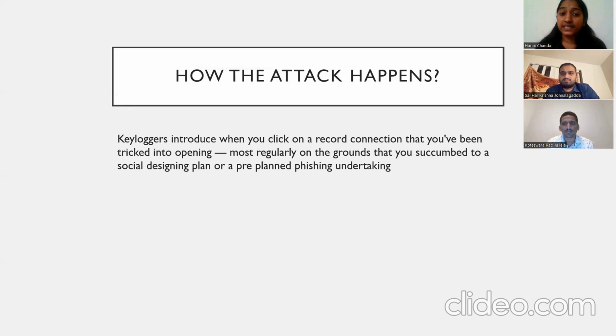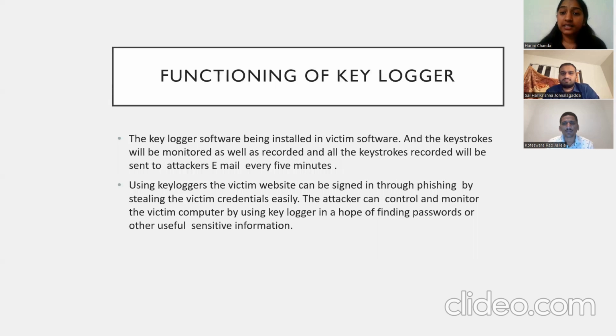Generally, how the attack happens is that the user is tricked into opening a link, which is like a pre-planned phishing undertaking. Here, the keylogger software is installed on the victim's machine, and it is monitored as well as recorded, and will be sent to the attacker's email every 5 minutes. Using the keylogger, the victim's website login can be phished by stealing the victim's credentials. The attacker will be able to open the website by using the victim's credentials.